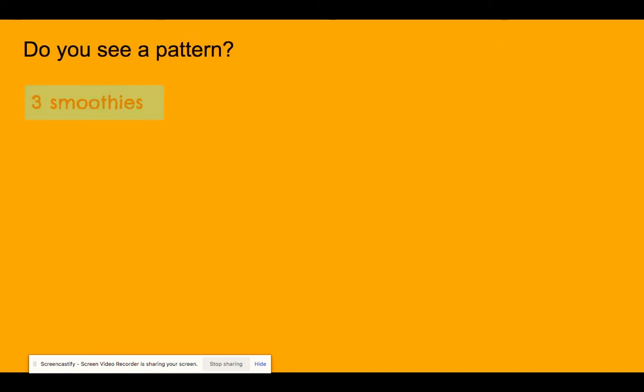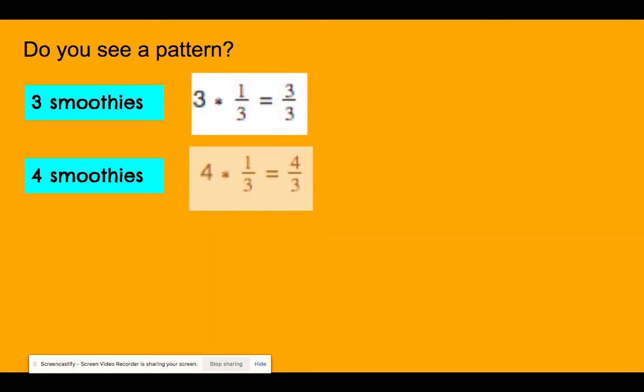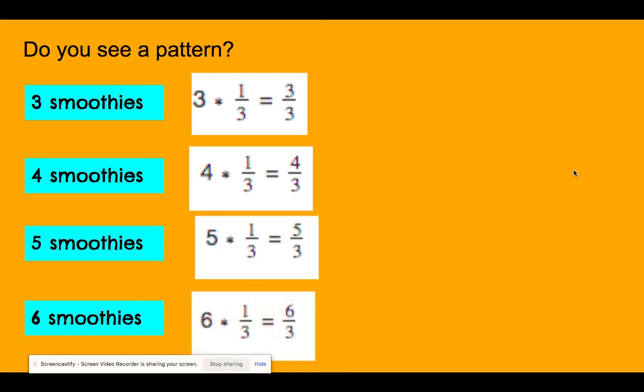All right. So again, 3 smoothies, same multiplication problem. 3 times 1/3 is 3/3. So we're just going to go through 4 smoothies, 5 smoothies, 6 smoothies. I'm just putting back the multiplication equations that we had before. So again, your whole number here was 3, 3 smoothies. And look at what the number is at the top of your answer. It's also 3.